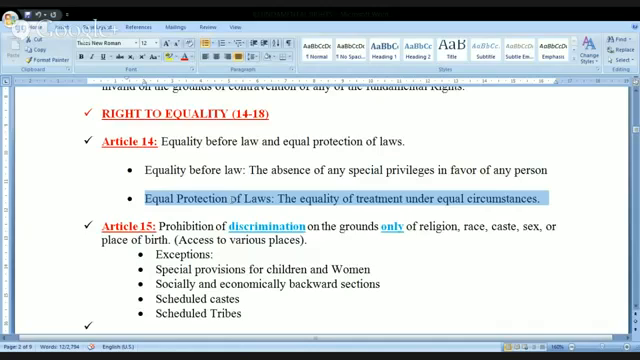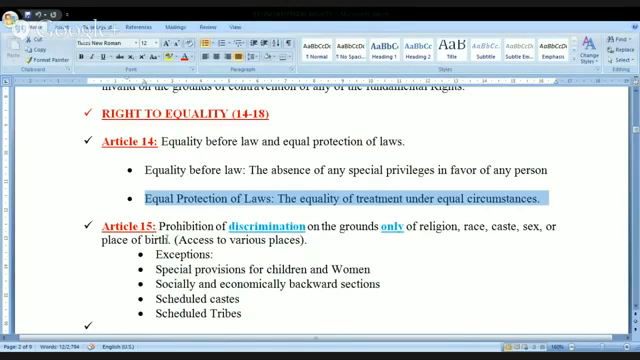One is equality before law. The second one is equal protection of the laws. These two concepts were borrowed from two different nations. One is from the UK and the second one is from the United States of America. Am I clear? Next one. I'm just giving you the overview of these articles, and in the next class we are going to have a detailed discussion. But remember this, I want you to remember equality before law and equal protection of laws, where it is mentioned. That is article number 14. What is equality before law? What is equal protection of the laws? Kindly understand these points today, and in the next class we'll go for a detailed discussion.